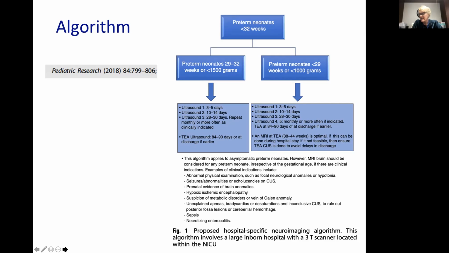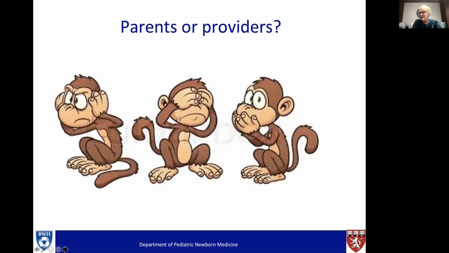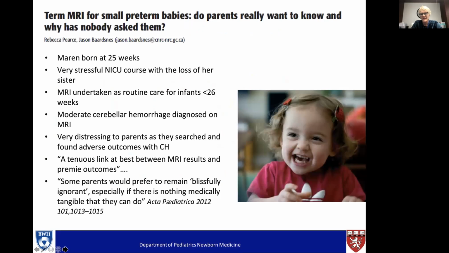But this is vastly different than what most places around the world are doing at the moment in terms of giving access to MRI. So why is that? Why are we hesitating to provide light on the extent of brain injury in our babies?